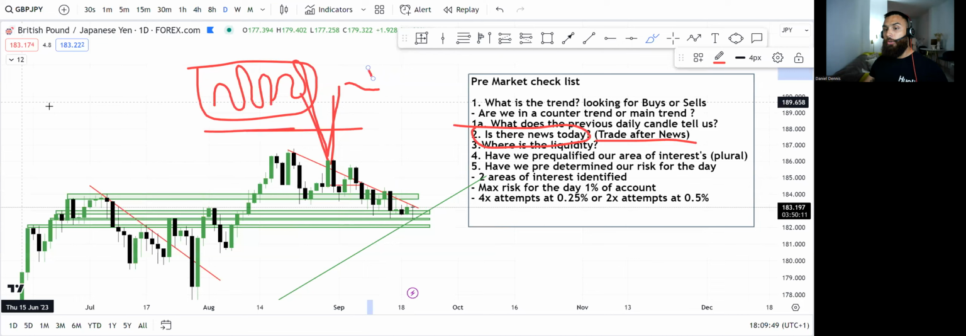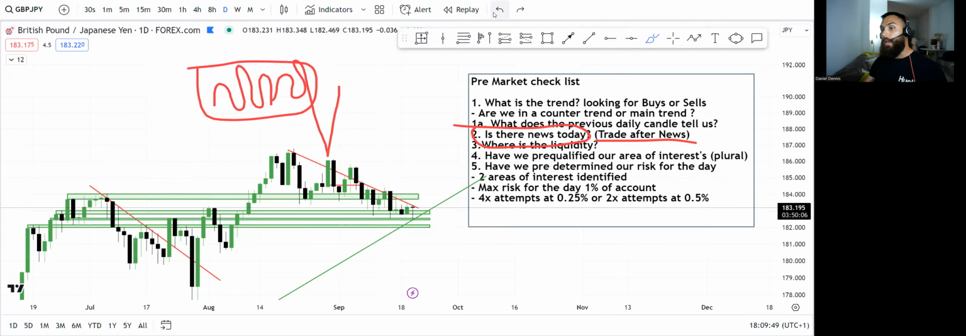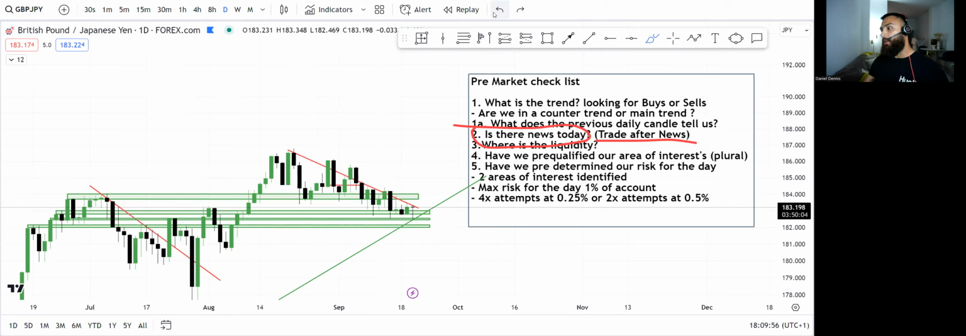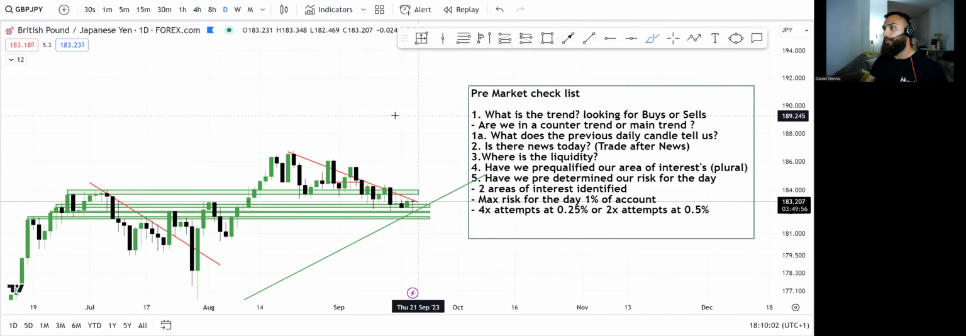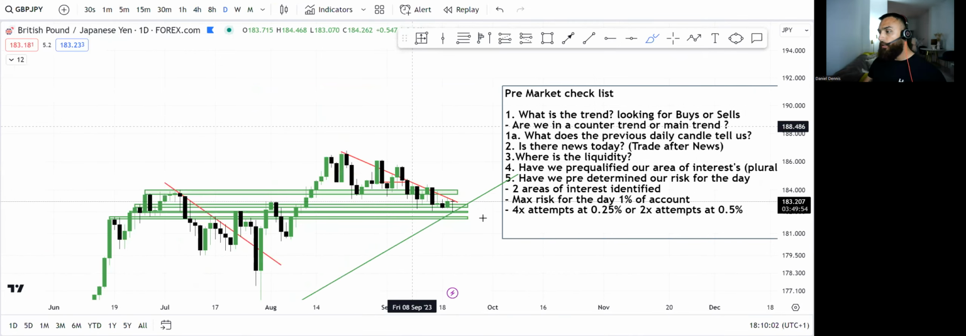But before the news, I do not enter. I wait for the news to do what it wants to do. Unless it's made a significant impulsive move down towards the liquidity, already taken it, and then the news is basically going to send it. That does happen sometimes, but it really all depends. You have to make that decision on the day.